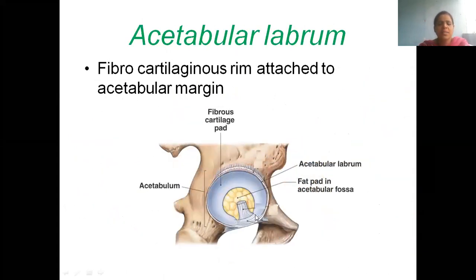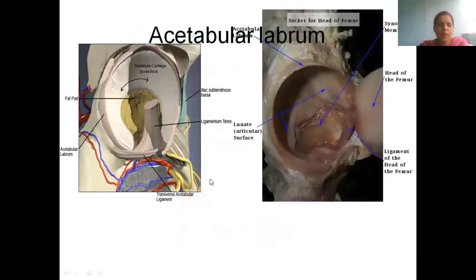Then we have this is the acetabular labrum. So a fibrocartilaginous rim is attached to the acetabular margin. Okay. Now I told you I will show you one photograph where we have a dissected specimen. You can see this is all acetabular horseshoe cartilage. This is the transverse acetabular ligament. This is ligamentum teres, right? Then you are finding in this picture also, see, this acetabulum has a rim, a fibrocartilaginous rim, that is the acetabular labrum. Okay.